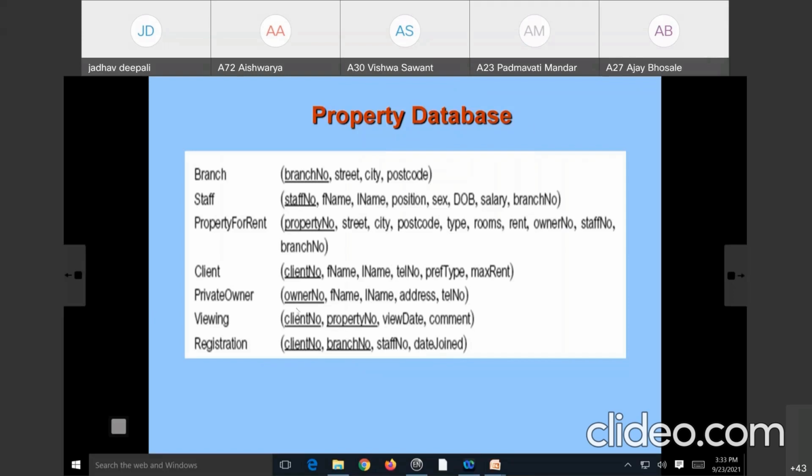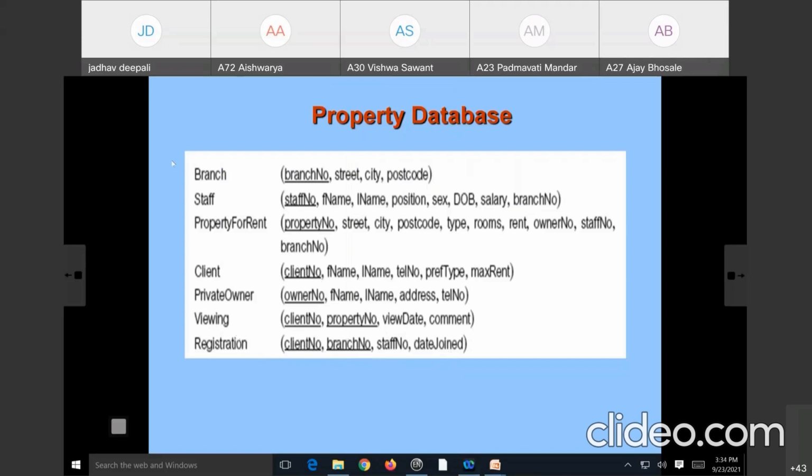So the client sees that property, okay, that is viewing that property: client number, property number, view date and comment. So view date and comment, these are the descriptive attributes for this relationship set. Okay, registration: client number, so it is the ternary relation between the client, branch and the staff. So the client number, branch number, staff number and date joined.